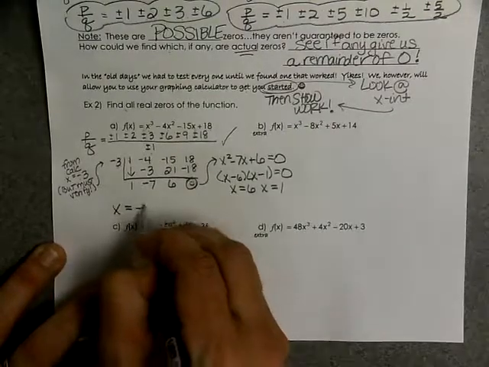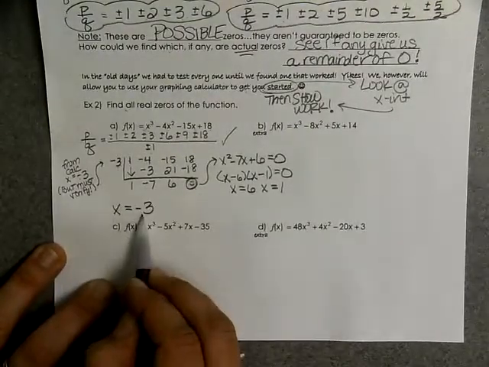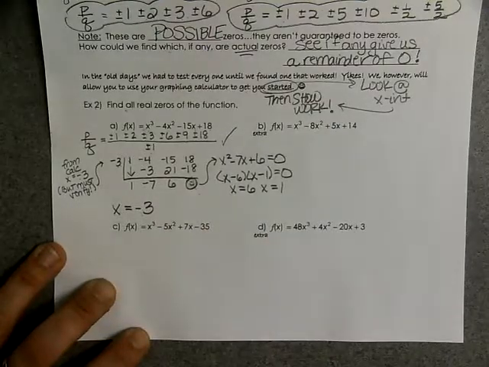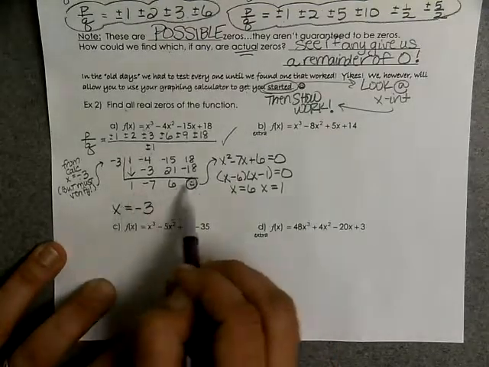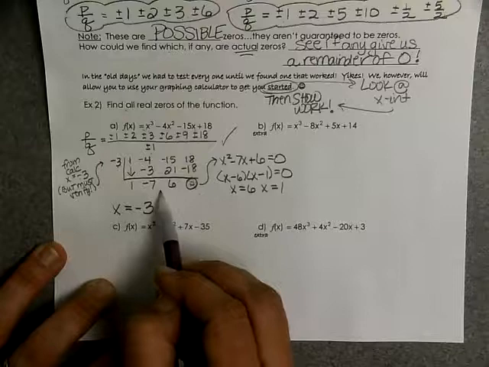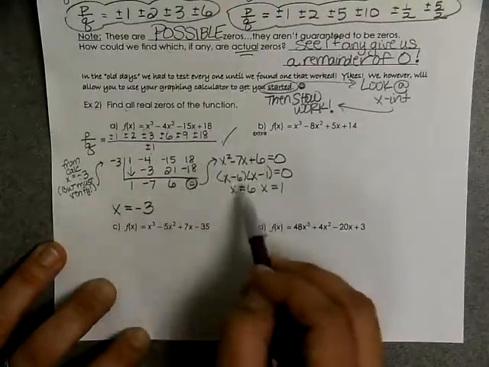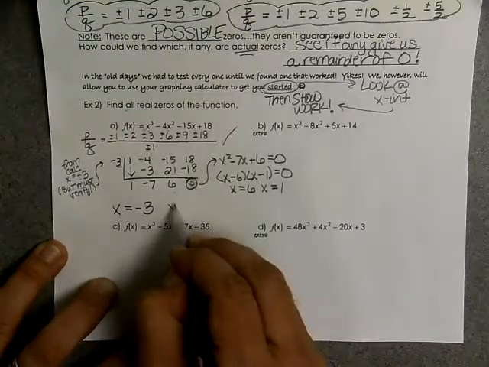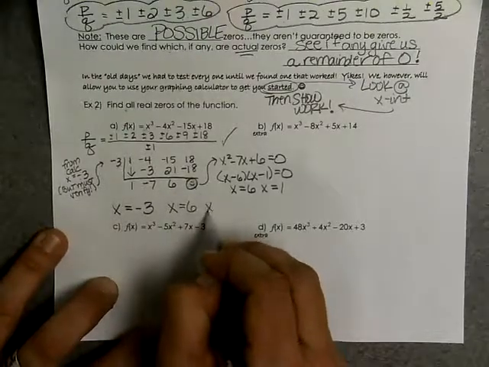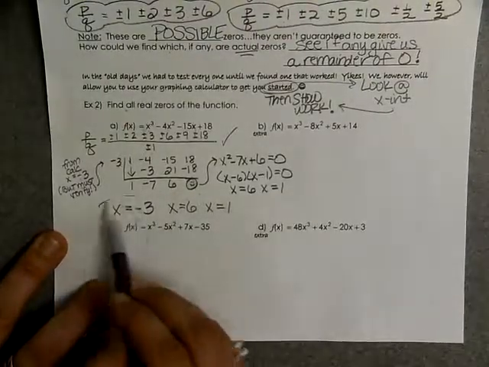So what are all real zeros of the function? Well, from the calculator, we found that x equals negative 3. Then we verified it. And by verifying it, we were able to whittle the cubic down into a quadratic, which was factorable, and we could find the other values, x equals 6, x equals 1.